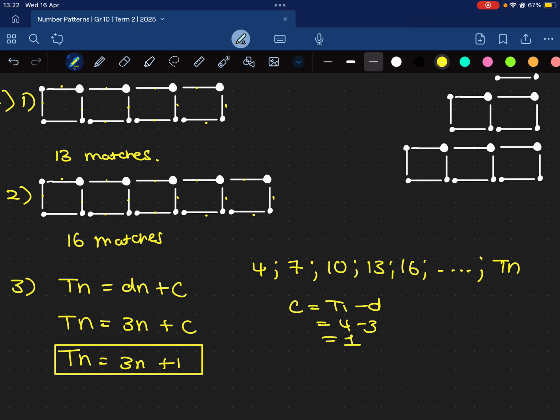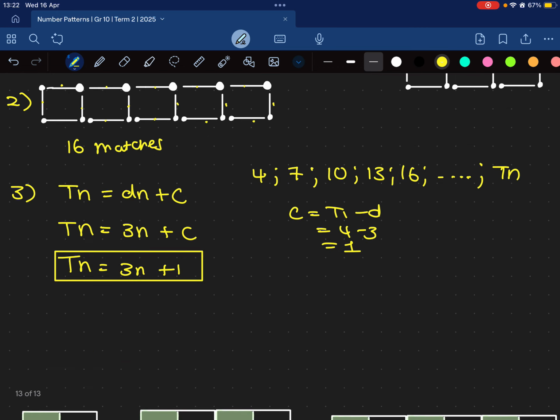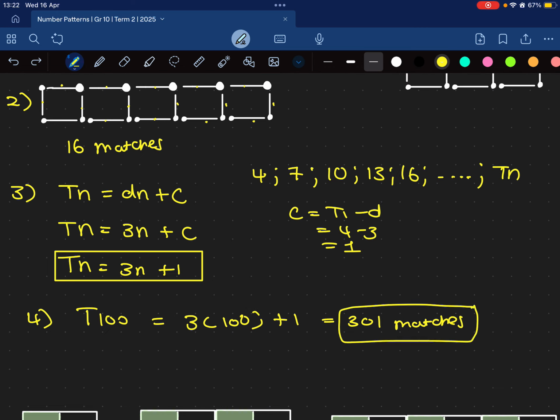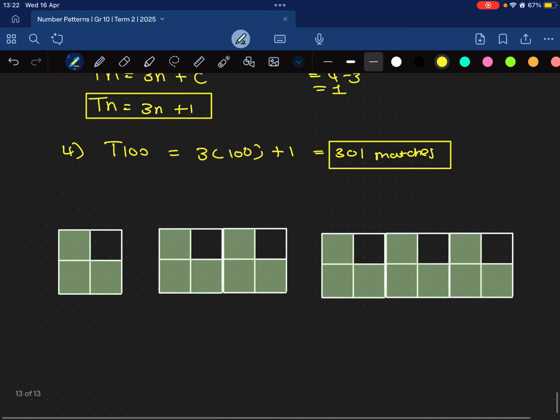Then it says, now determine how many matches will be needed to build a chain of 100 squares. All you're doing is calculating T100, which is 3 times 100 plus 1, which is 301 matches. Hopefully that wasn't too difficult. The main thing is just being able to utilize shapes in order to do the number patterns.